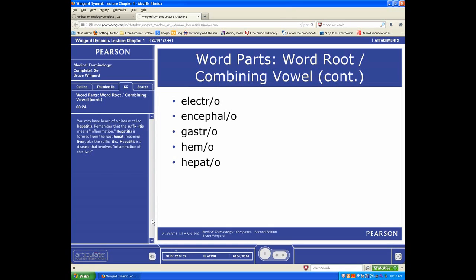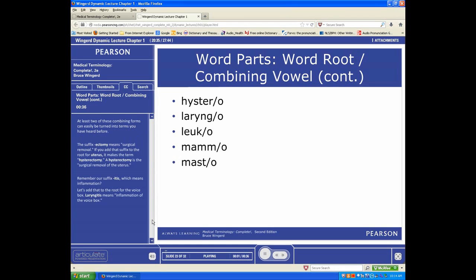At least two of these combining forms can easily be turned into terms you have heard before. The suffix ectomy means surgical removal. If you add that suffix to the root for uterus, it makes the term hysterectomy. A hysterectomy is the surgical removal of the uterus. Remember our suffix itis, which means inflammation? Let's add that to the root for the voice box. Laryngitis means inflammation of the voice box.